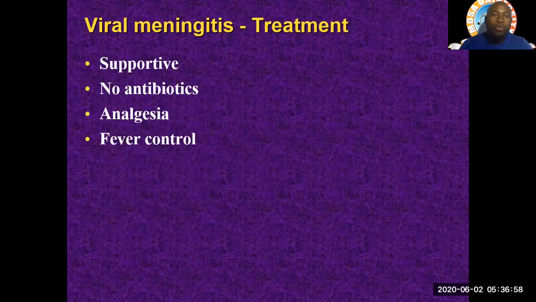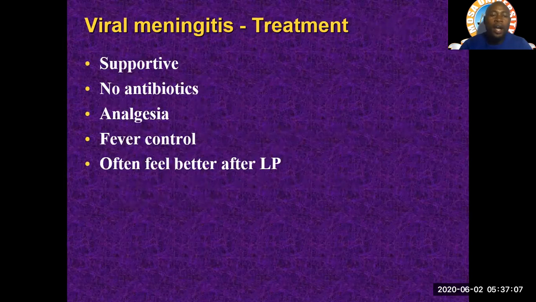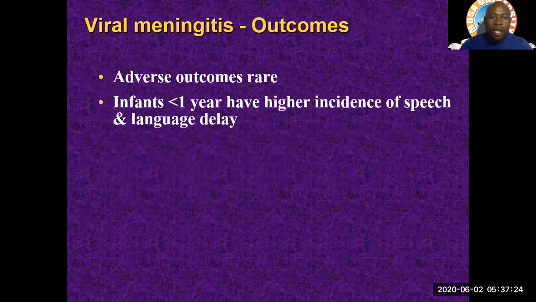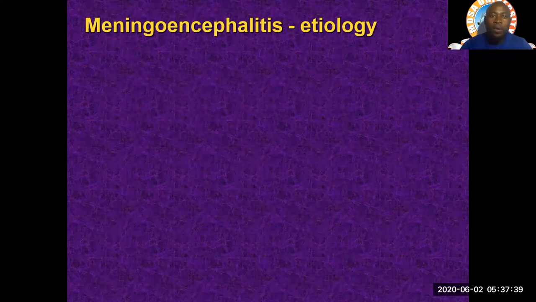Management of viral meningitis is supportive. We will control the fever and give analgesics to control the pain. We may also give antibiotics, but once we do the lumbar puncture, these patients will feel better, because most of the time there is no ulceration seen. The adverse outcome in infants who are less than 1 year is the incidence of speech and language delay as they grow.